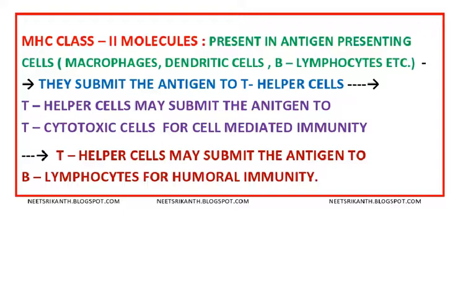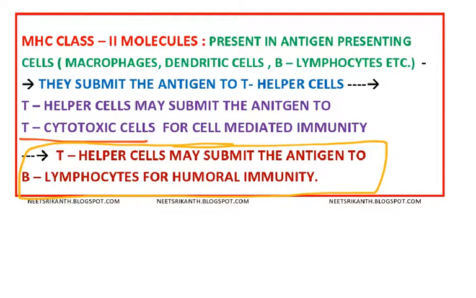When it is given to the T helper cells, there are two possibilities. They may give it to the T cytotoxic cells for the cell-mediated immunity that we discussed in Part 2. And now we are moving towards the B lymphocytes. If they submit to the B lymphocytes, what happens? That is humoral immunity, which is possible by B lymphocytes.